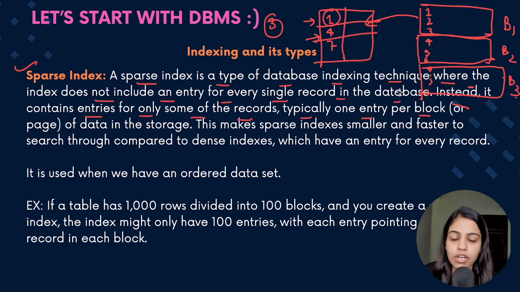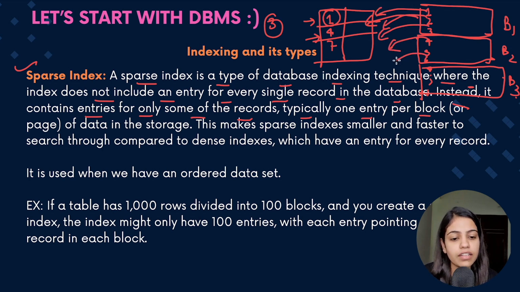So whenever we have sorted data, we can use the sparse index, where we don't need to store an entry for each and every record present in our blocks. Rather, we can store only the first element of the block, and we can give the block pointer where that particular entry is stored in our database or on our disk.